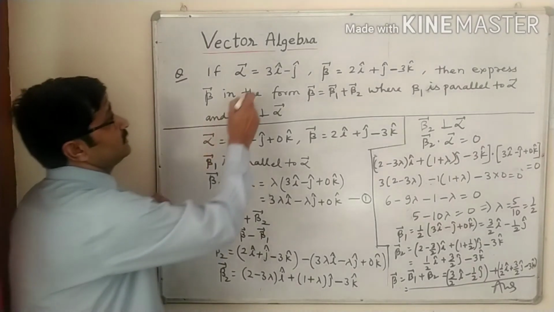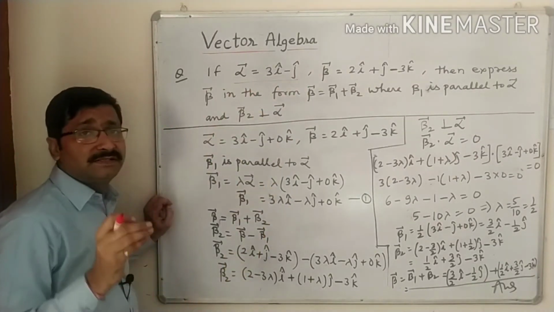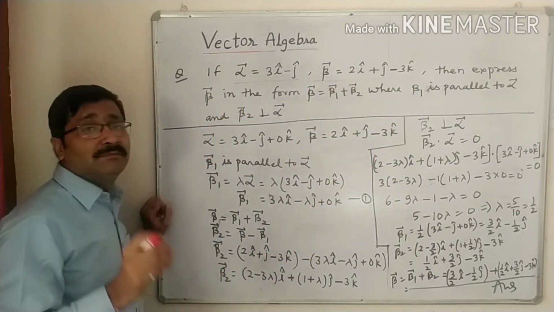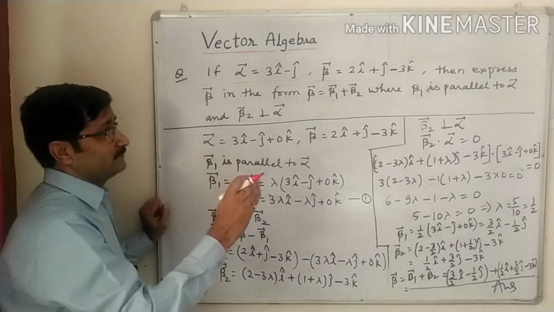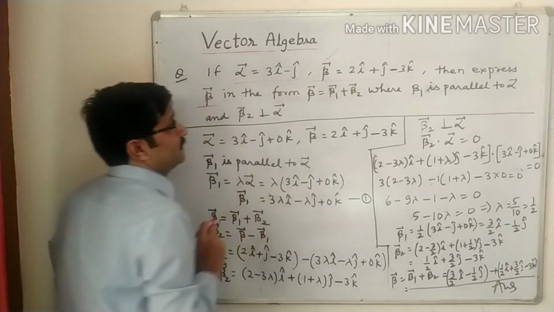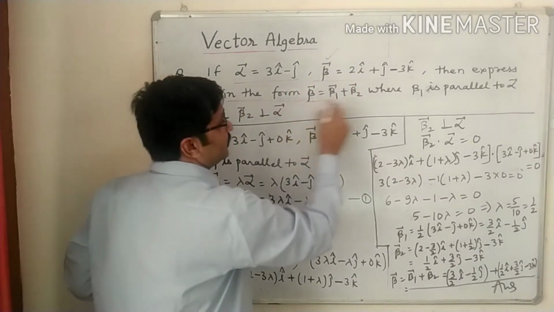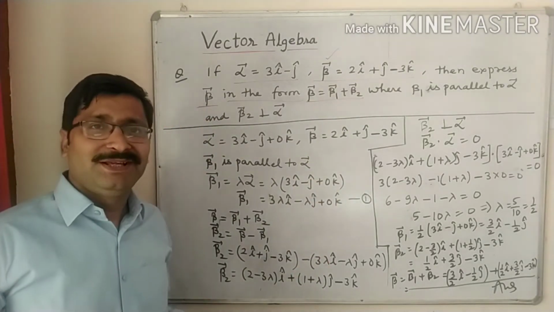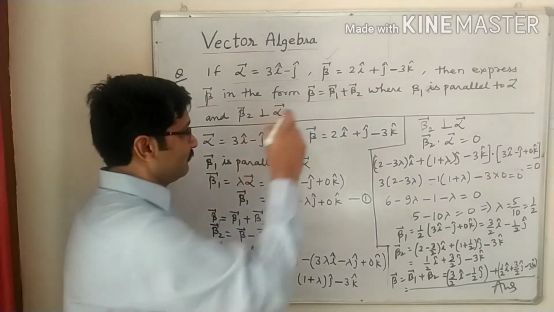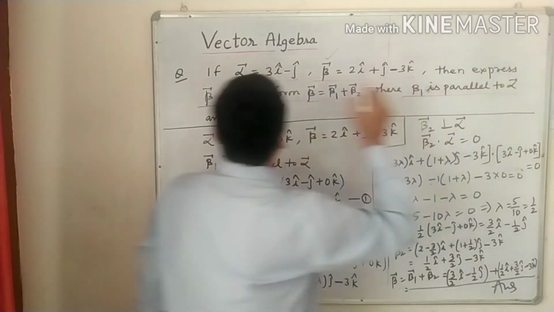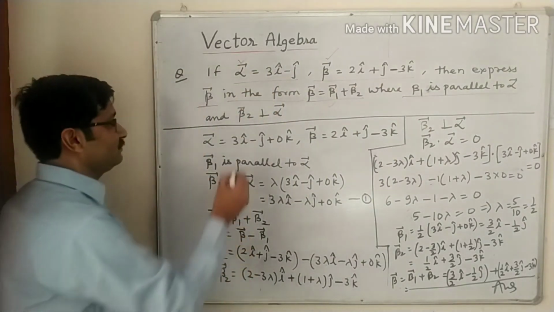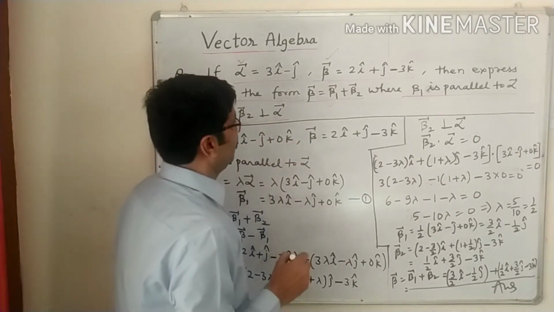If alpha is given to you as 3i minus j, and beta is given to you as 2i plus j minus 3k, you have to express this beta in the form beta equal to beta 1 plus beta 2. Now you will ask what beta 1 and beta 2 are; that is also explained in this question, where beta 1 is parallel to alpha, this alpha is given, and beta 2 is perpendicular to alpha.